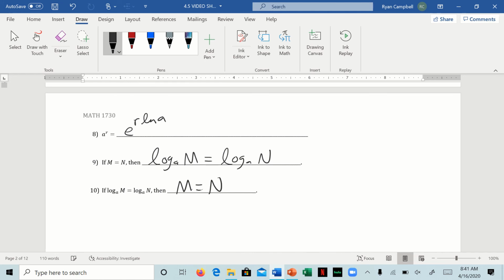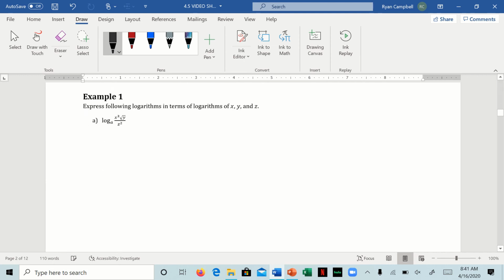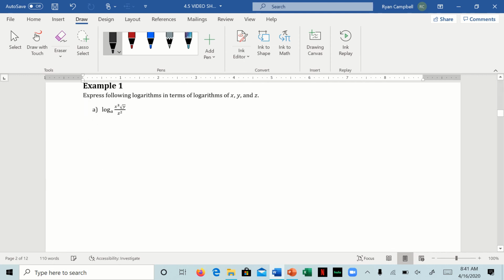All right, so let's use these properties to express the following. We need to express the logarithms in terms of logarithms of x, y, and z, right? So basically we need to make this equal, and in terms of means that all this is going to equal something with log of x, something with log of y, and something with log of z. So this is what we're trying to find.